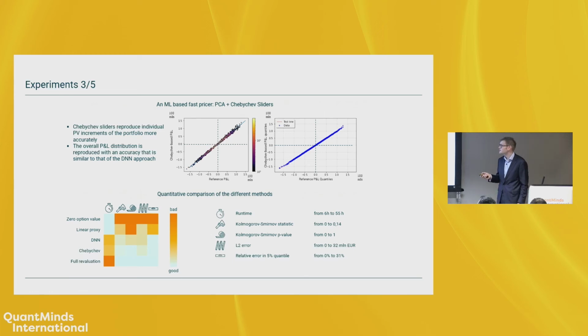So this is now a comparison of the different models. Zero option value, linear proxy, DNN, Chebyshev, full revaluation. And long story short, you have different metrics like Kolmogorov-Smirnov metrics, L2 error metrics, relative error, and 5% quantile. The speed can still be improved, like by doing parallel evaluation, maybe use a GPU. But overall, the machine learning methods provide a decent trade-off. I mean, full reval is the most accurate, of course, but it takes 55 hours.